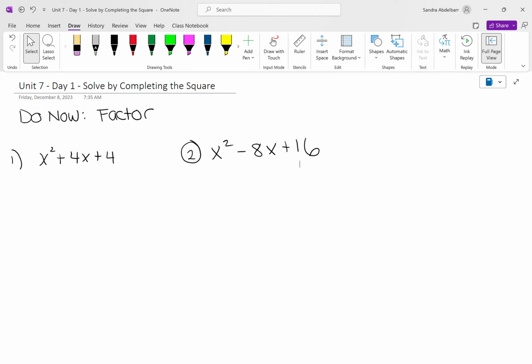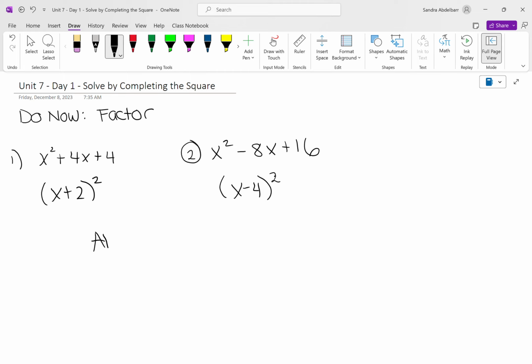Okay, guys, when you factored the first one, what did you get once you factored? Danny? Good, the quantity of x plus 2 squared. What about number 2? What did you get when you factored? Kai? Good, the quantity of x minus 4 squared. Right. So this is no coincidence. These original trinomials were called perfect square trinomials.